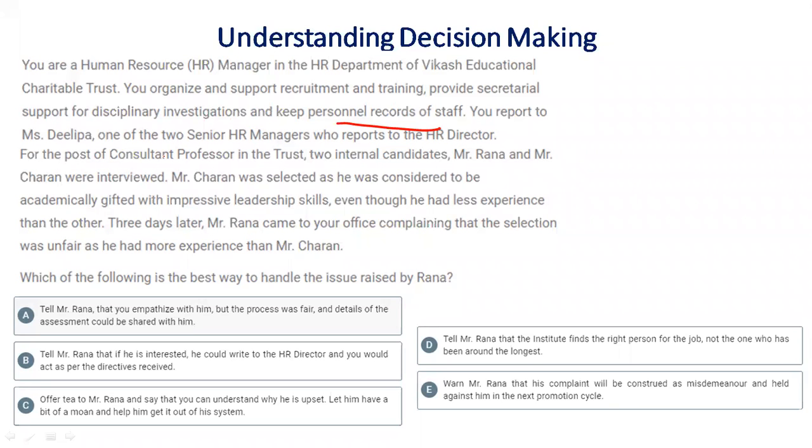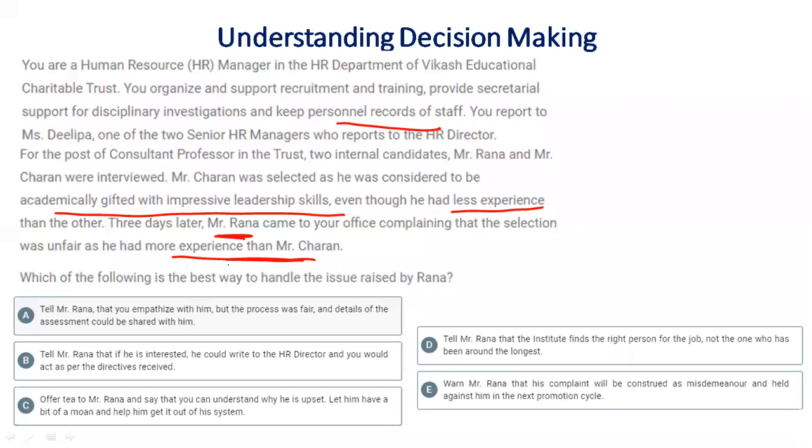For the post of consultant professor in the trust, two internal candidates, Mr. Rana and Mr. Charan, were interviewed. Mr. Charan was selected as he was considered to be academically gifted with impressive leadership skills, even though he had less experience. 3 days later, Mr. Rana comes to your office complaining that the selection was unfair as he had more experience than Mr. Charan. Okay. So Mr. Rana is saying that because he had more experience, he should be selected. So which of the following is the best way to handle the issue raised by Rana?